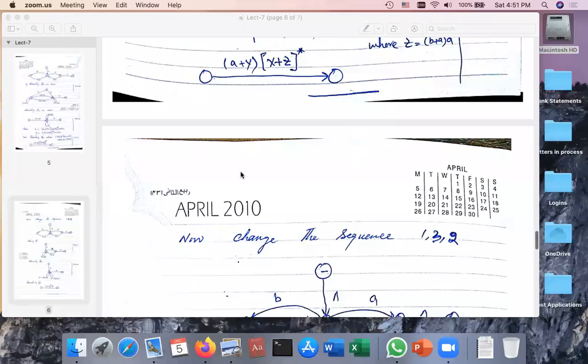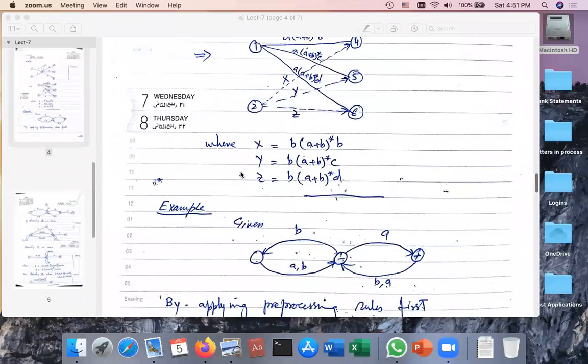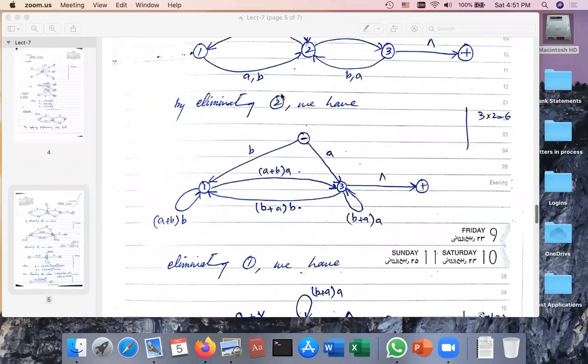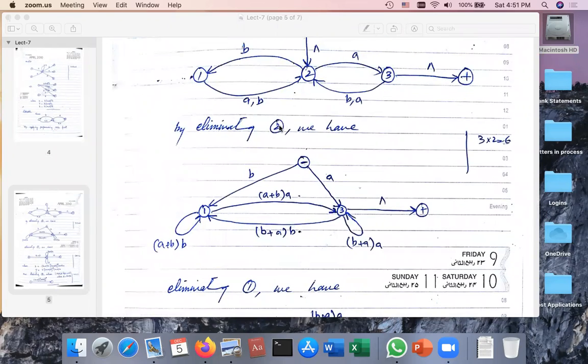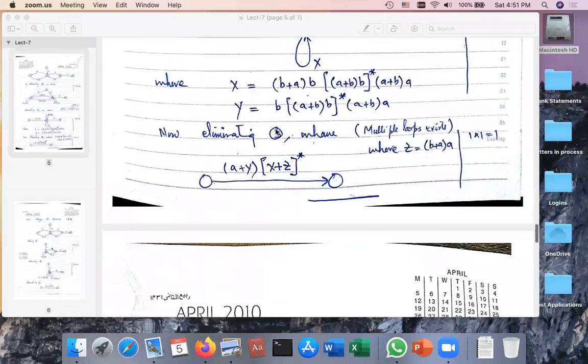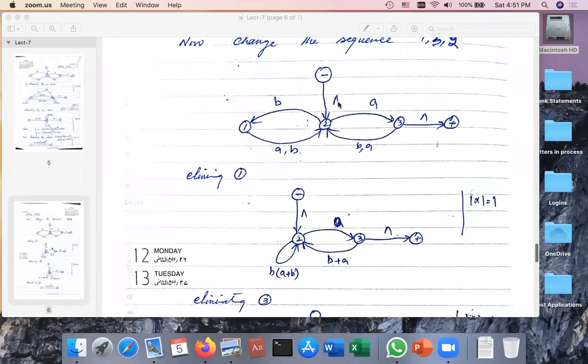After removing this annotation, I had taken the sequence for the elimination of states as 2, 1, and then maybe 3. But now you can change the sequence to 1, 3, and 2. So now try the same example with this one: 1, 3, and 2. Now I'm not going to remove this one; I'm going to remove state 1.